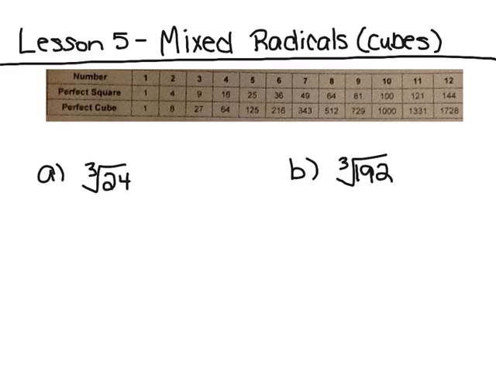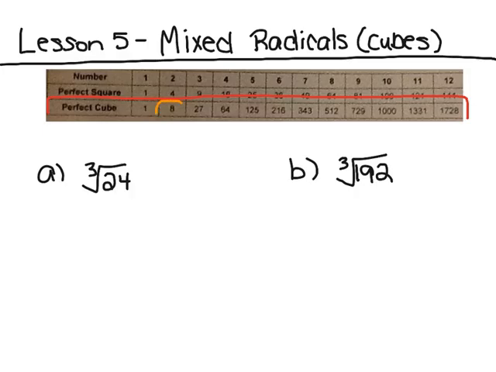Lesson 5, Mixed Radicals. Cubes. So as we did with square numbers before, now we're going to be working with just the cube numbers. So everything below the red line. So we want to find a cube number that fits into 24.